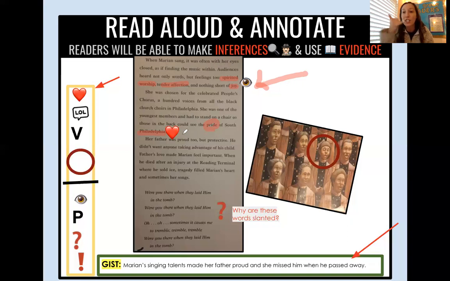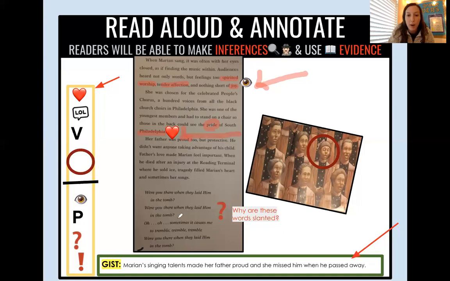I have a connection with the text because, fun fact, Miss Papa's very best friend is from Philadelphia. She's also a teacher and she lives in Philadelphia. So those are two reasons why I really like this part in the page. I know the city of Philadelphia, and I know that Philadelphia was proud of Marian. They had a lot of love for her, which is a great opportunity to use this think mark to show that. And last but not least, I have my question mark.